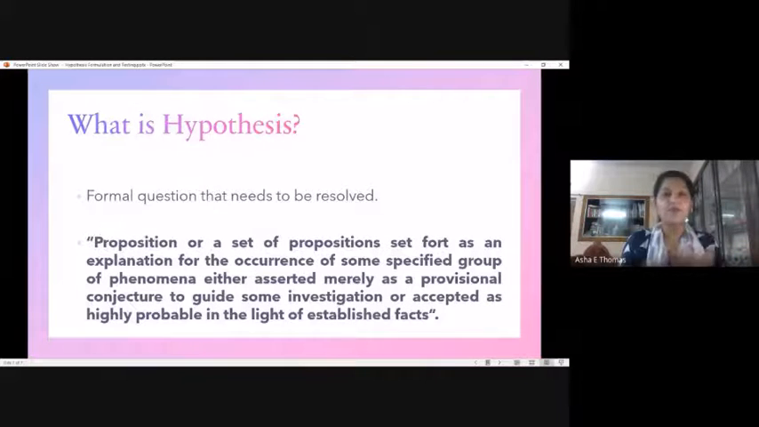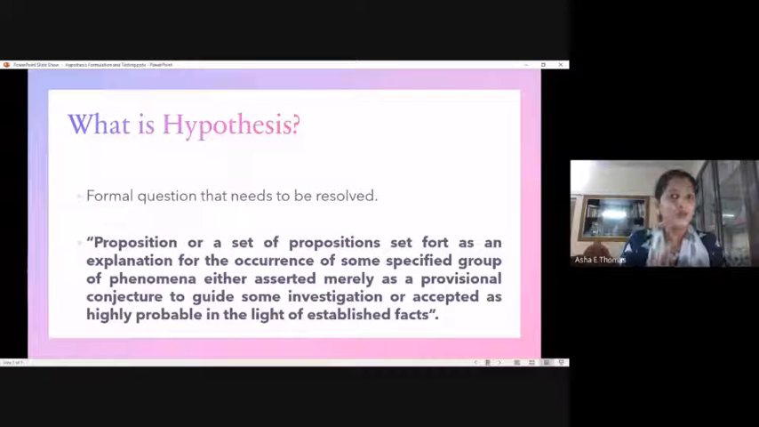So it's just a formal question, which maybe the researcher has got by reading through different literatures or experiencing that particular situation, or maybe from the respondents. There is a question in his mind which he wants to get either an answer or he wants to solve. You want to solve that problem. So that is actually the general framework of hypothesis.